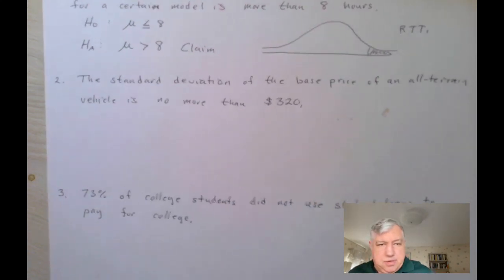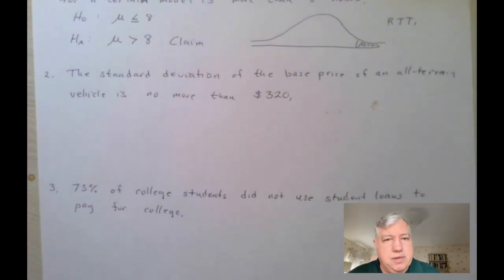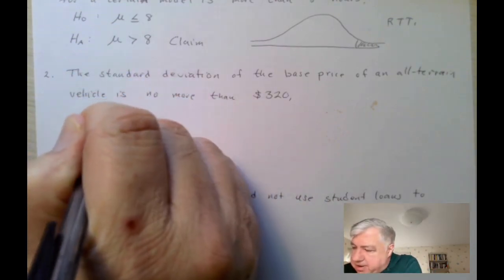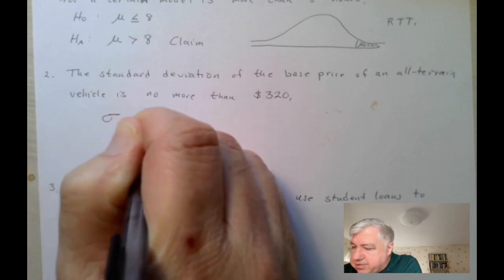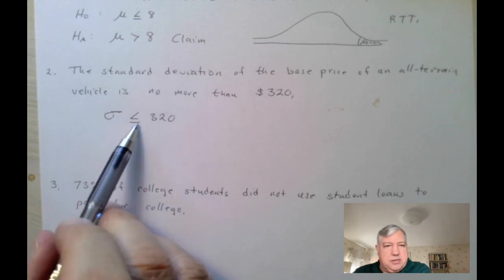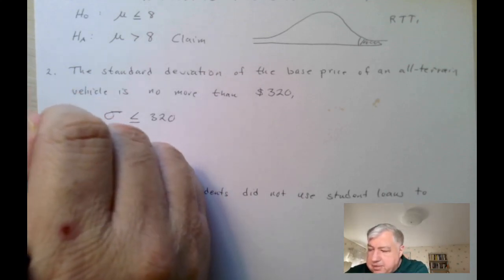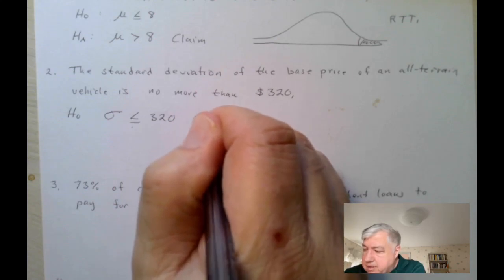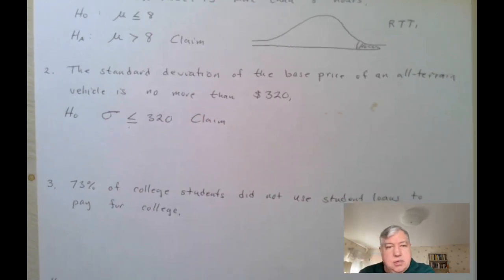Next example, if the standard deviation of a base price of an all-terrain vehicle is no more than 320. No more than means it could be equal to 320, but no more than that. So what we're saying is the standard deviation is less than or equal to 320. And because this has equality in it, this has to be the null hypothesis. So this is our claim that we're going to test.